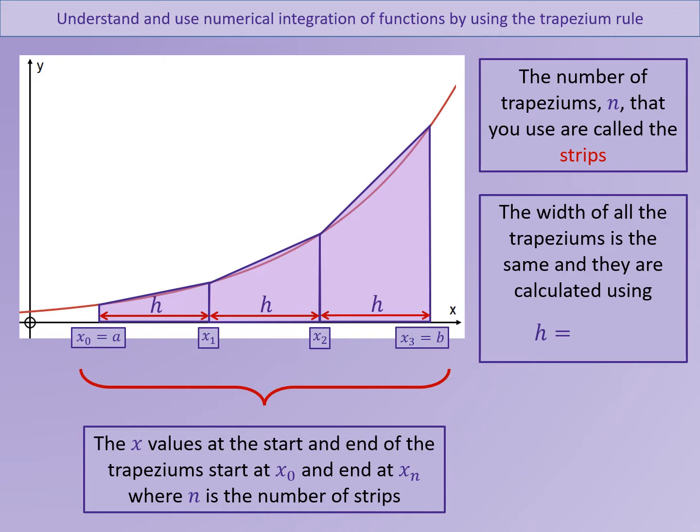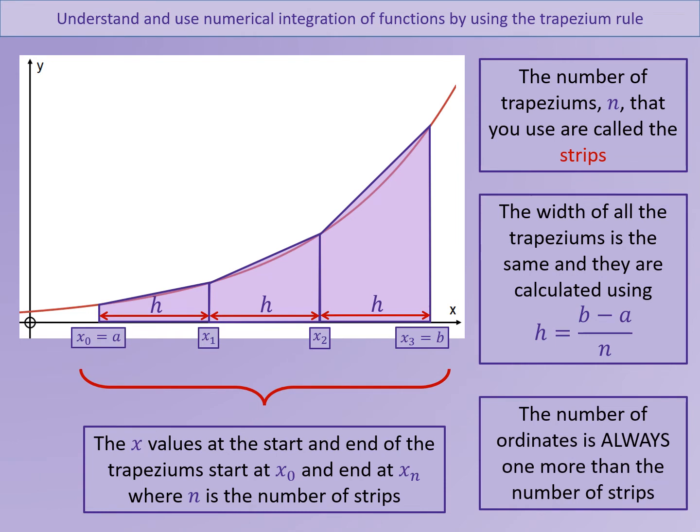Because these trapeziums all have an equal width, we can find the width of each one by dividing the distance from a to b by the number of strips we have, which is n. So h can be calculated using the formula b minus a over n. This gives us the width of each trapezium. And the number of these x values is always one more than how many strips there are. So in this case we can see we've got 3 strips, but we actually have 4 x values.